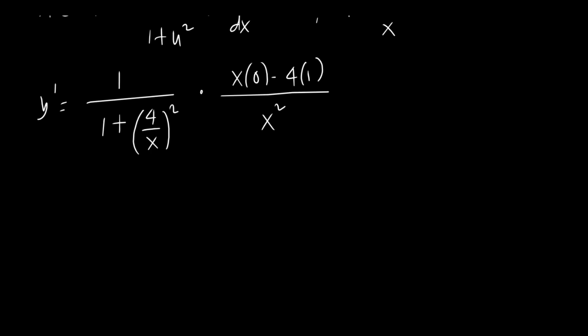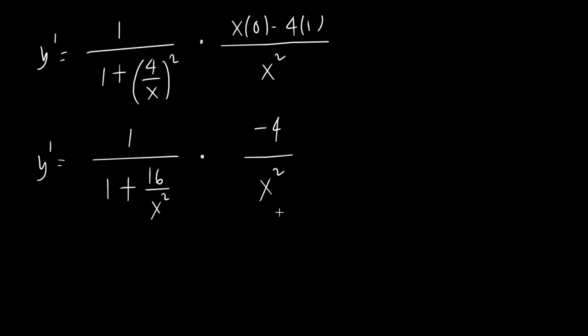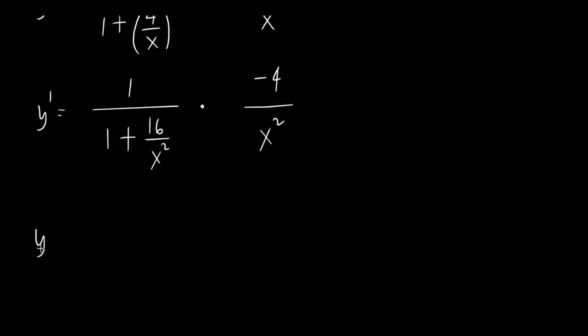So we have y prime is equal to 1 all over 1 plus 16 all over x squared, multiplied by negative 4 all over x squared. So simplifying, we have y prime is equal to negative 4 all over x squared plus 16. So this will now be our final answer.